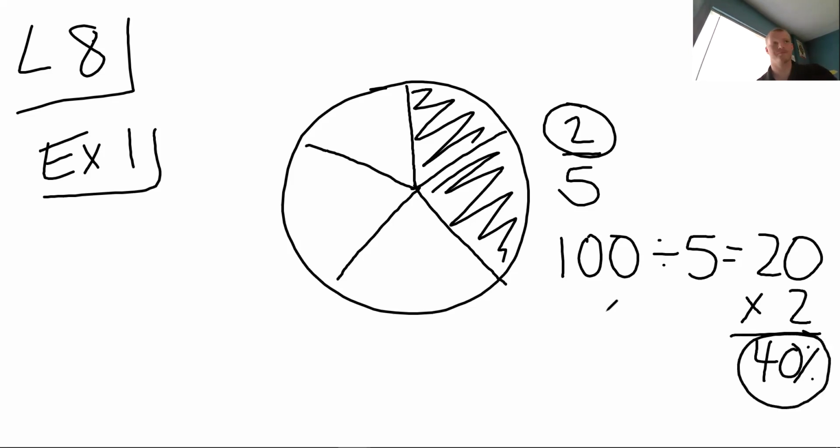Basically, make 5 equal to 100. Take that answer, the quotient, and times it by 2. Or whatever your numerator is.